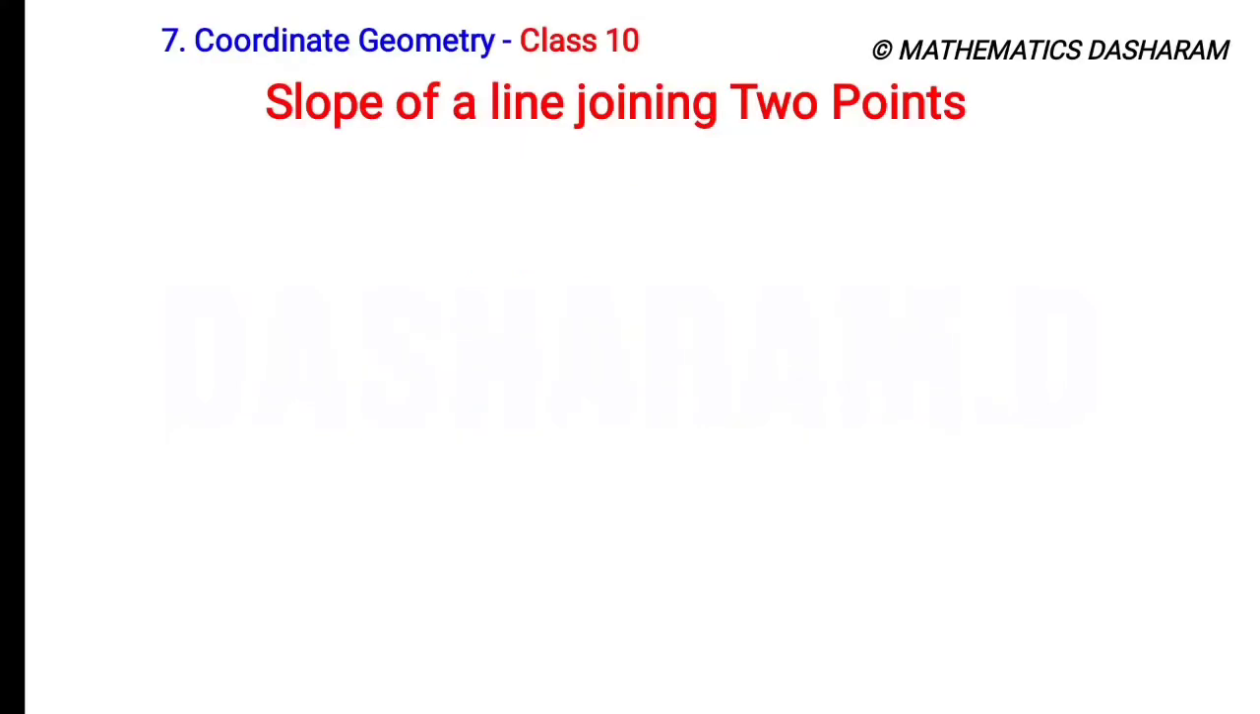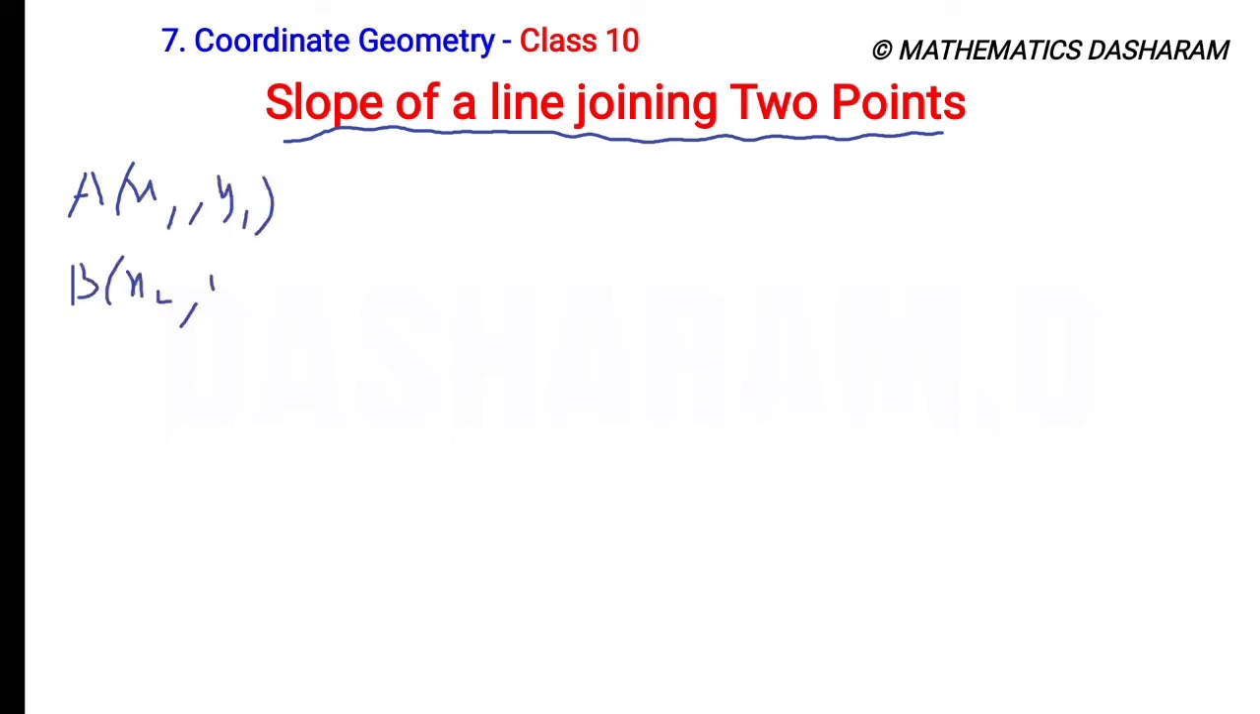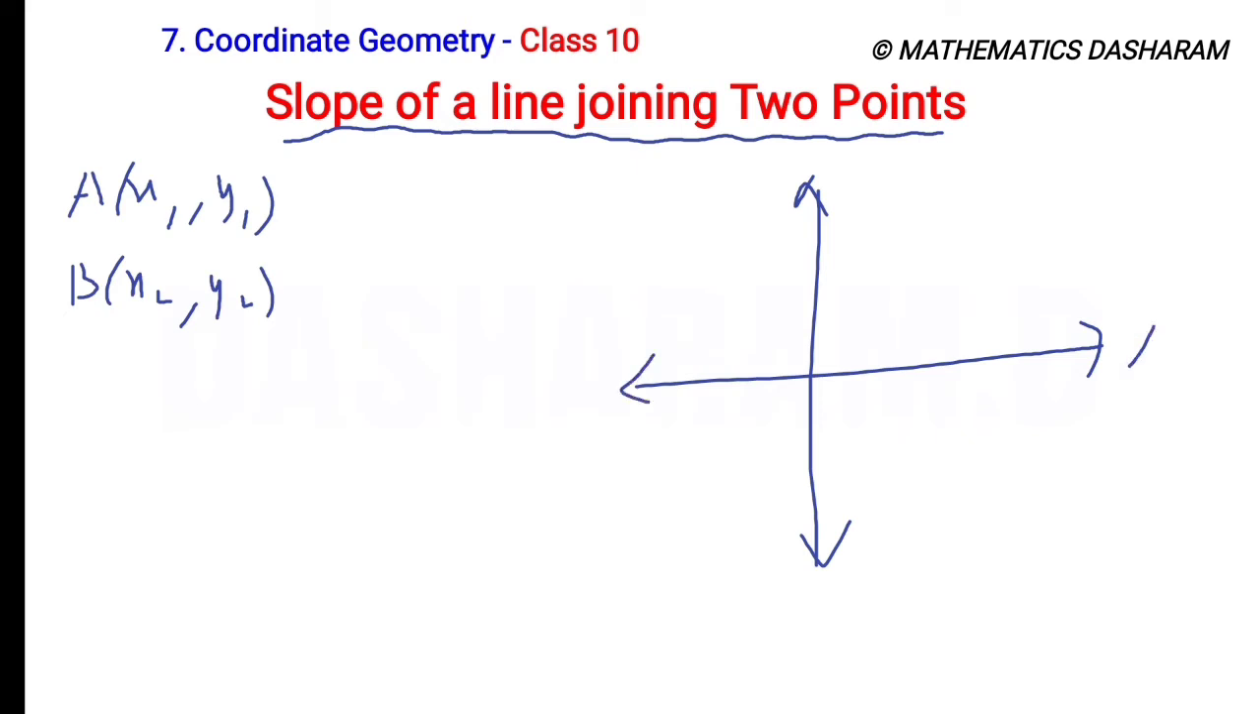Dear students, the last topic in this chapter is the slope of a line joining two points. Let there be two points A (x1, y1) and B (x2, y2). Let's plot these two points on graph paper. Here is the x-axis, x dash, y-axis, y dash. Let's take the point A here and here is the point B. If you join the two points, you will get one straight line.